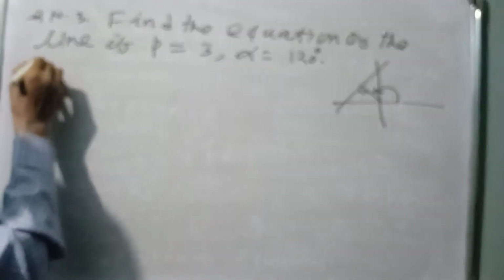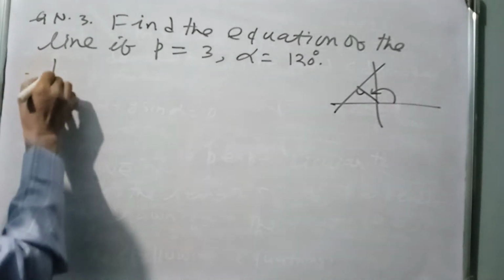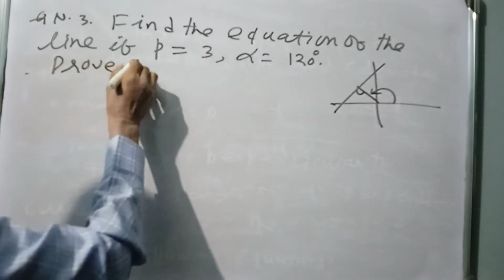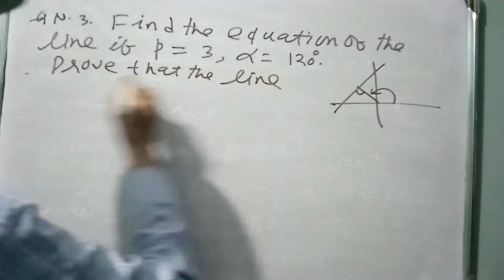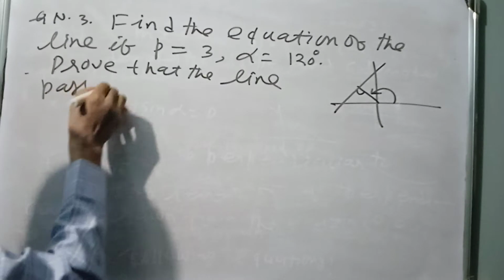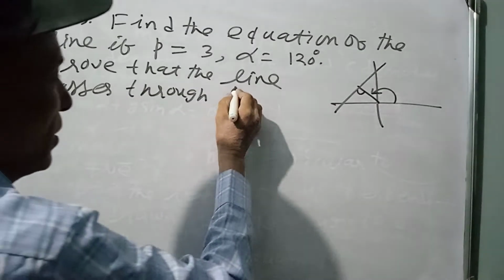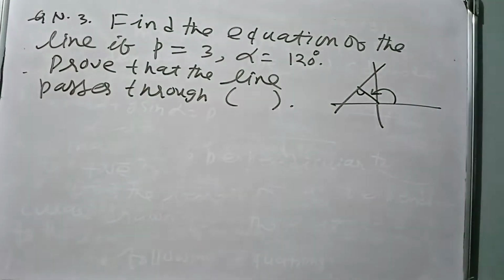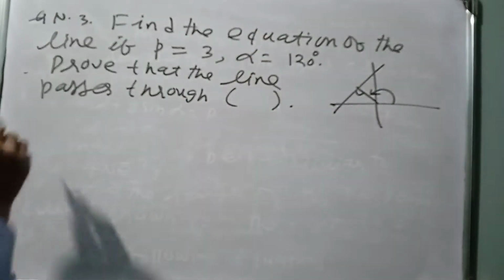We know, and also prove that the line passes through a certain point. The certain point will be written later on. First of all, find the equation of the line.